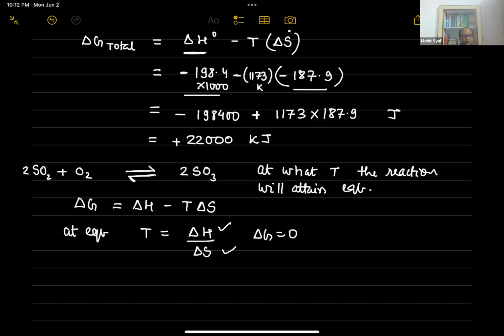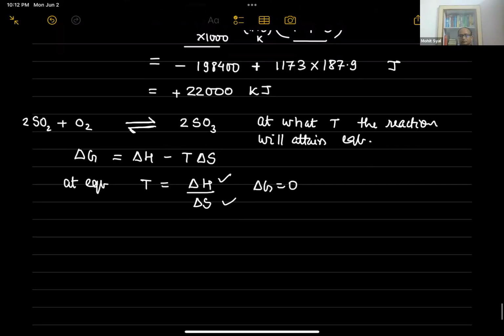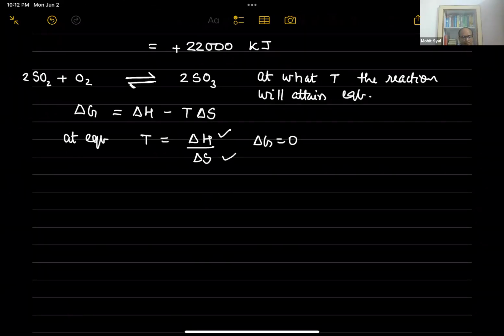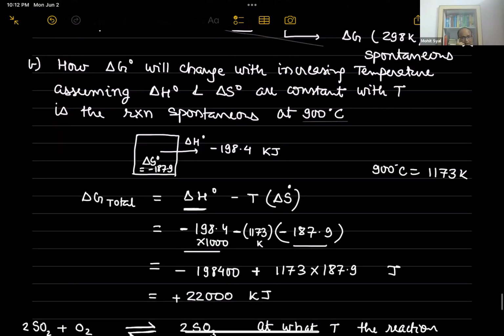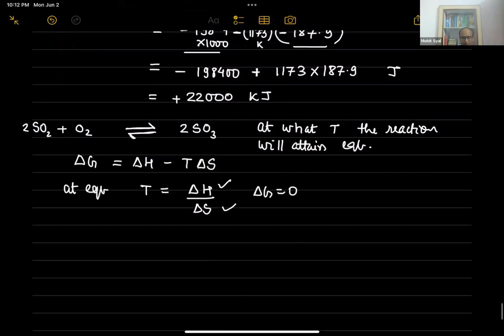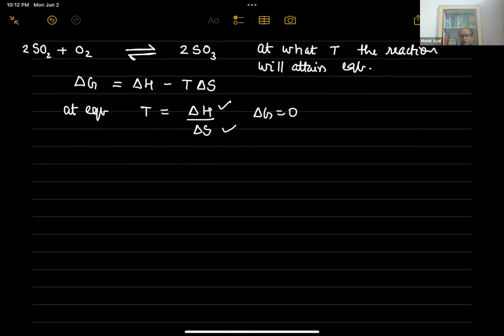So let's do one problem. And let's move on to the third law. What is the third law of thermodynamics? This is clear. This is how you are going to figure out the delta G. There is some aspect of equilibrium also. There is one more way to calculate it.